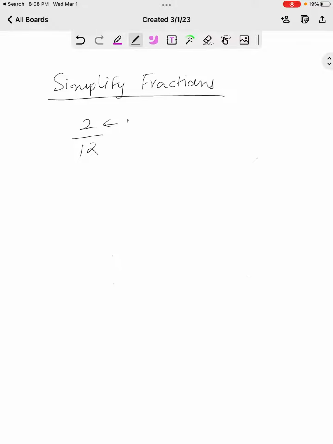So here we have this numerator right here, and this right here is the denominator. What we have to do to simplify the fraction is find the greatest common factor of the numerator and denominator both, and then divide the numerator and denominator by that greatest common factor.